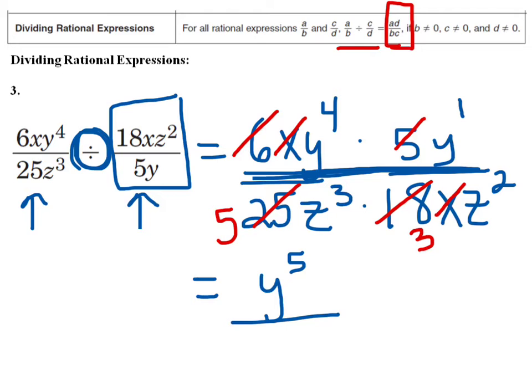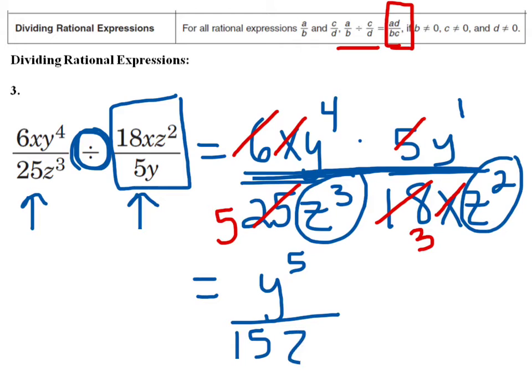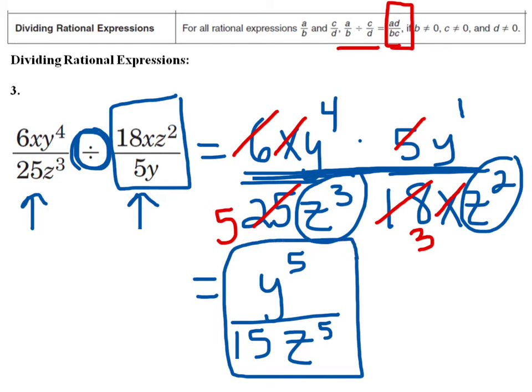Now let's carefully scan across the denominator. I have a 5 and a 3. Let's multiply our numerical factors together. And then let's multiply our two variable factors together. A z cubed and a z squared. When multiplying those like bases, we add the exponents. So I end up with z to the 5th. And that's our final answer. y to the 5th over 15z to the 5th.